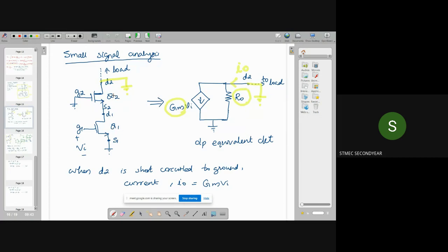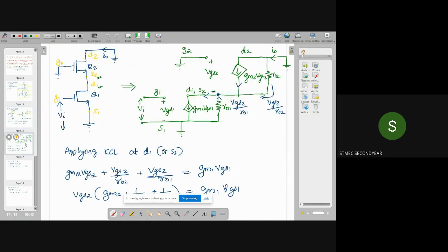Now for Q1 and Q2, we have source 1, gate 1, drain 1, and for Q2, we have source 2, gate 2, and drain 2. To this terminal, drain 2, we are connecting the load. Now, in order to calculate the value of GM, first we are assuming that we connect this D2 to the ground terminal. By that, we draw the equivalent circuit for this configuration.